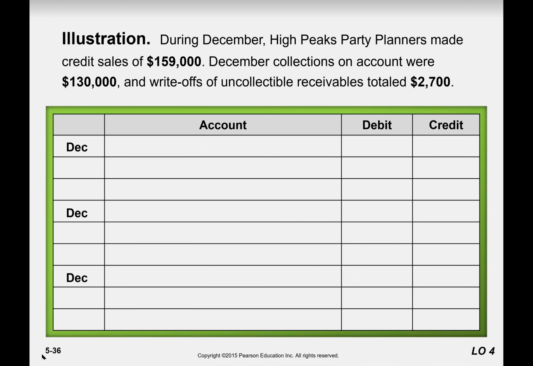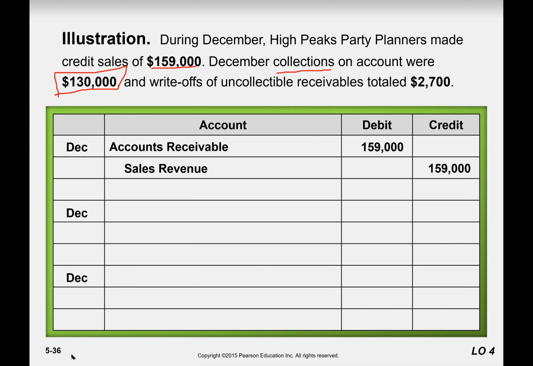Number 1, a sale happened, and this sale is a credit sale. What is the entry? Accounts receivable to sales, 159,000. Well done. Cash received from customers, 130,000. Cash is debited. Against what? From collection, it means it's from accounts receivable. So cash to accounts receivable, 130,000, pretty simple.